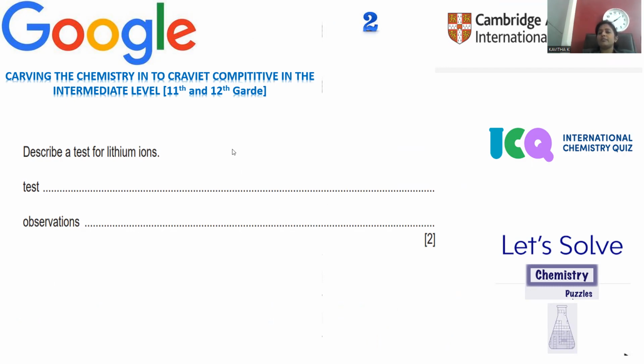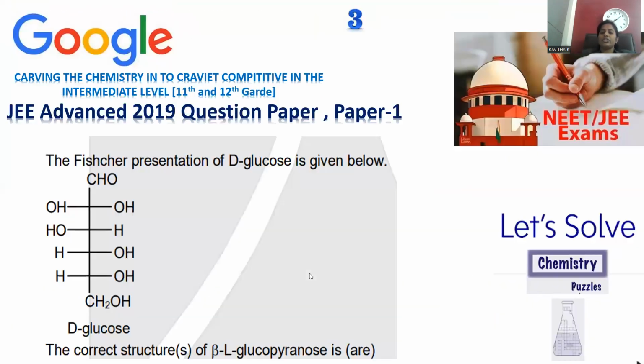By this question number 2 got answered. Let me move on to question number 3. Question number 3 is collected from JEE Advanced 2018 question paper, paper 1, right? The Fisher projection of D-glucose is given below. D-glucose, if mentioned, the question is coming from carbohydrates, organic chemistry, biomolecules question it will be.